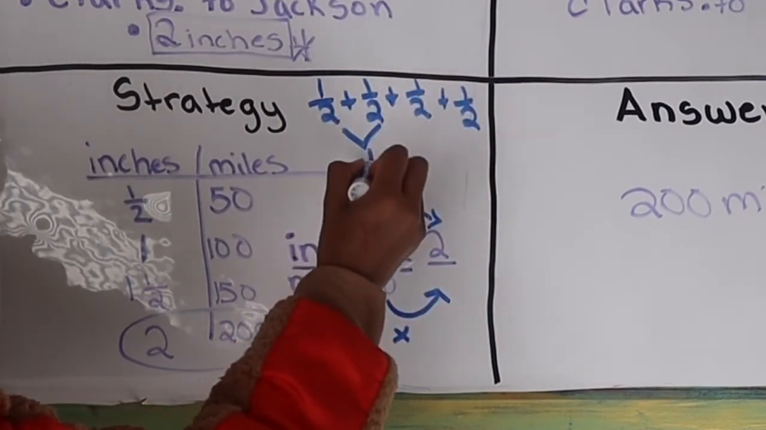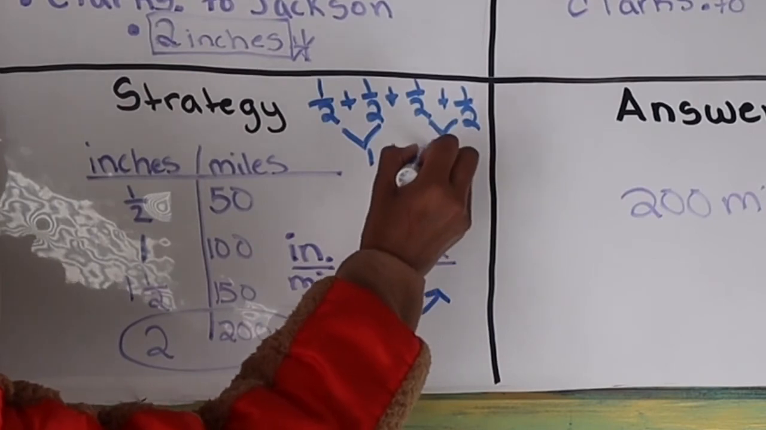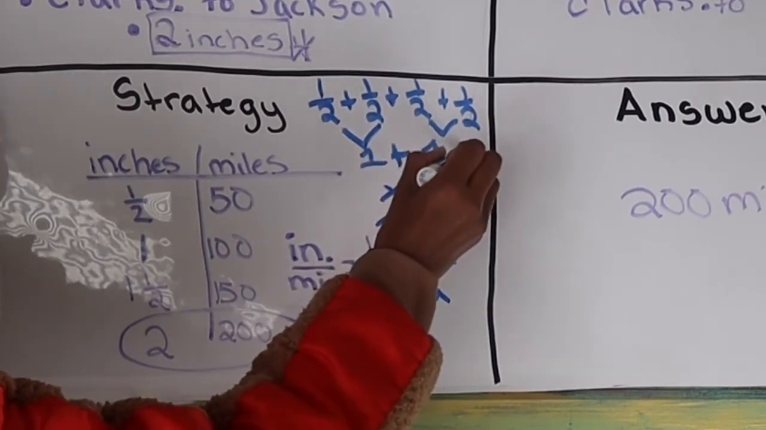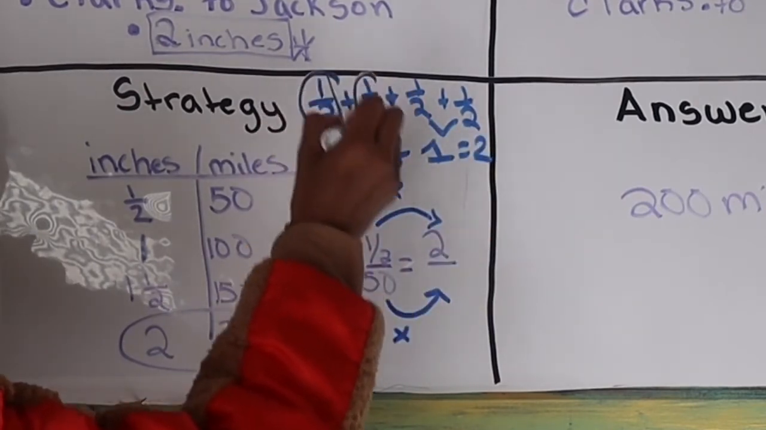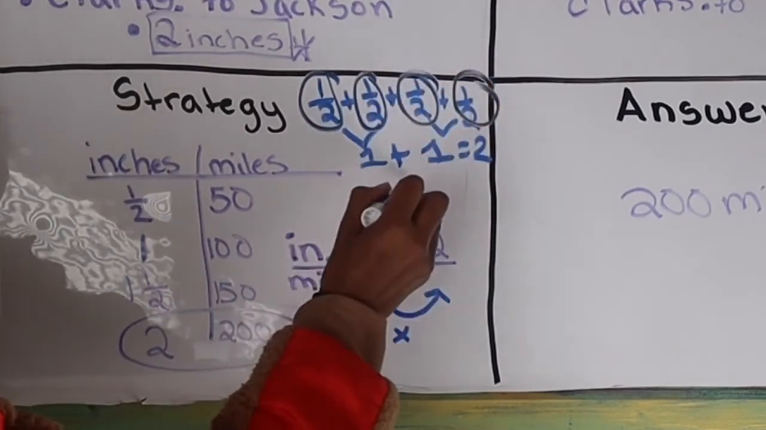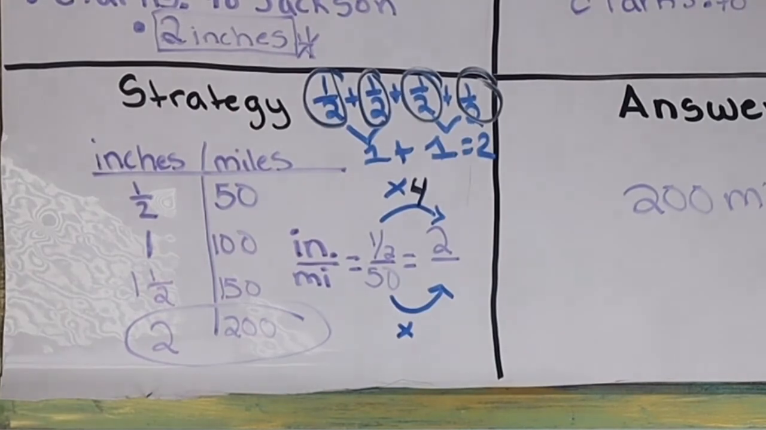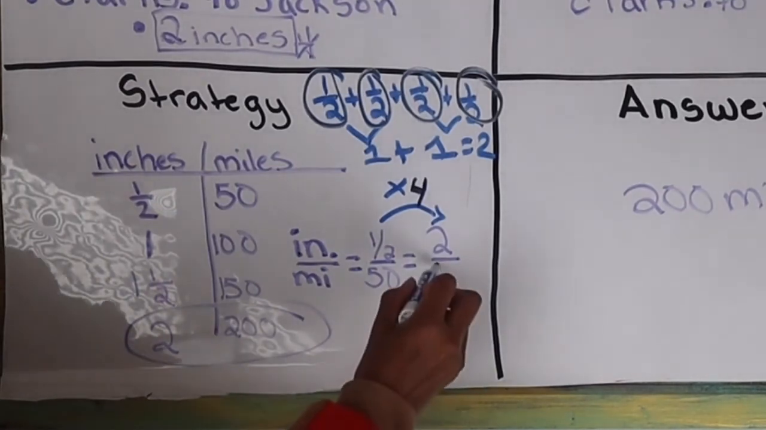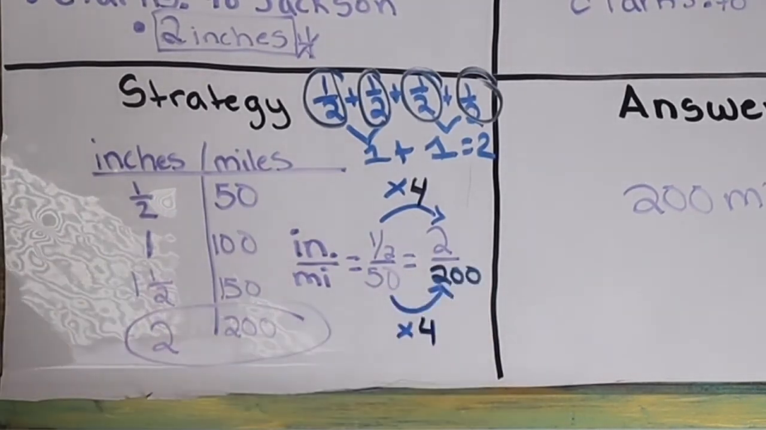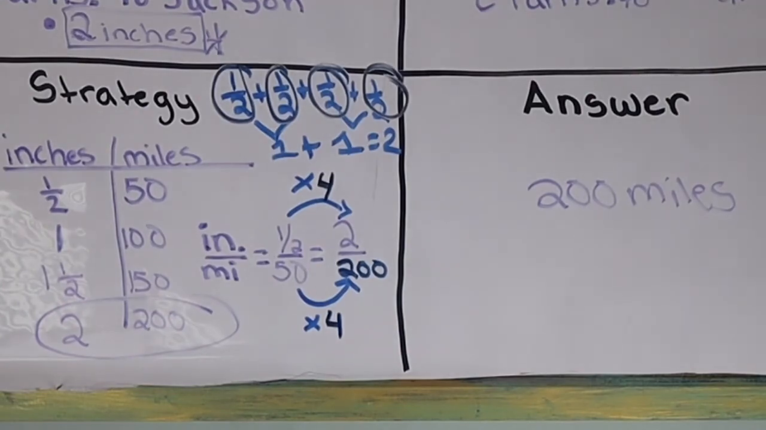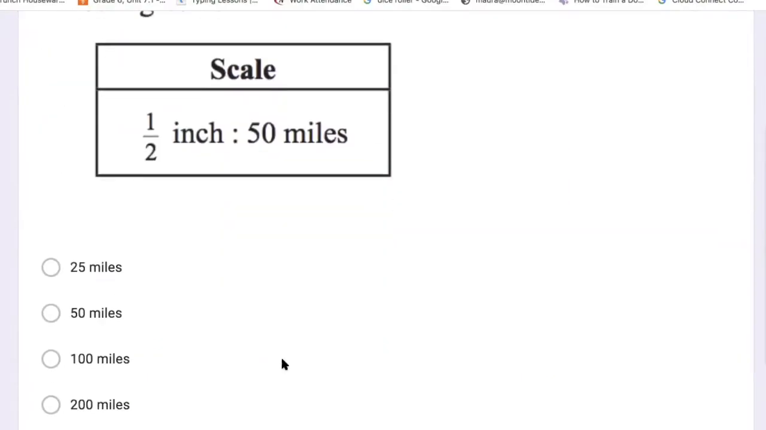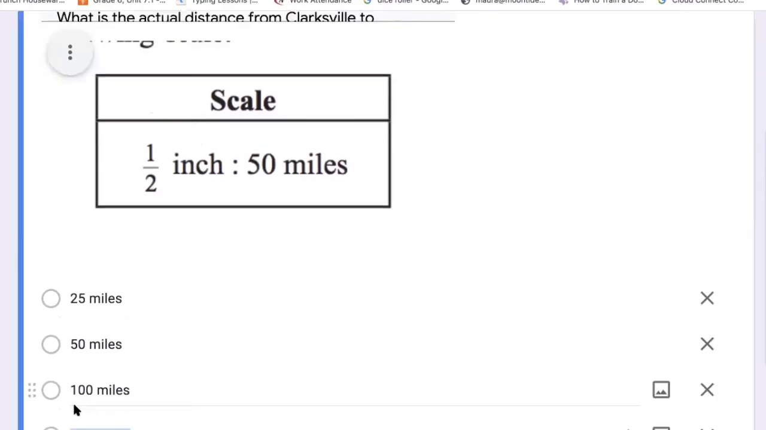Well, a half plus a half is a whole, plus another half is a whole. That gives me 2, so we have a total of 1, 2, 3, 4. So we're going to multiply the top by 4. Whatever we do to the top, we always do to the bottom. I know that 1/2 times 4 is 2, and 50 times 4 is 200. So our answer is 200 miles. The answer to this problem is 200 miles.